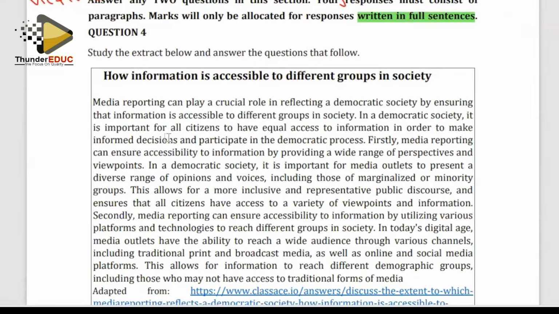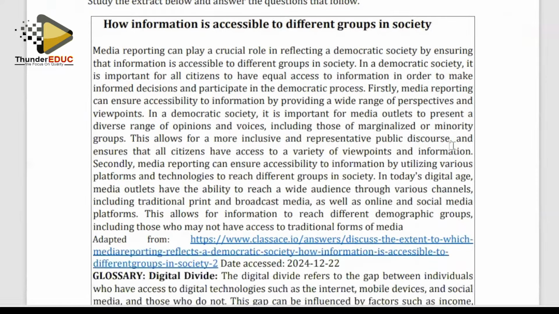Firstly, media reporting can ensure accessibility to information by providing a wide range of perspectives and viewpoints. In a democratic society, it is important for media outlets to present a diverse range of opinions and voices, including those of marginalized and minority groups. This allows for a more inclusive and representative public discourse. It ensures that all citizens have access to a variety of viewpoints and information. Secondly, media reporting can ensure accessibility to information by utilizing various platforms and technologies to reach different groups in society.